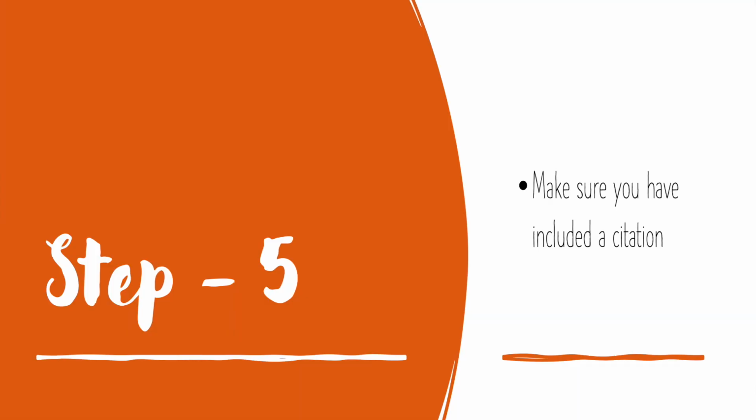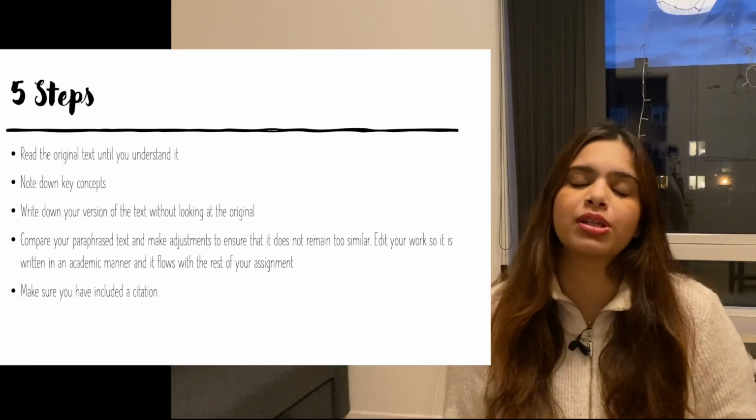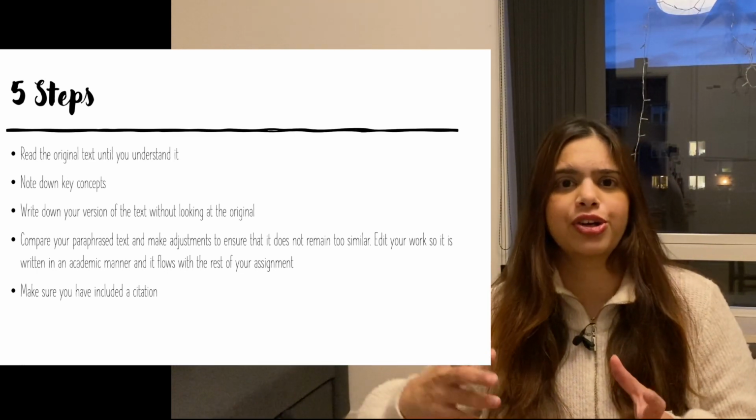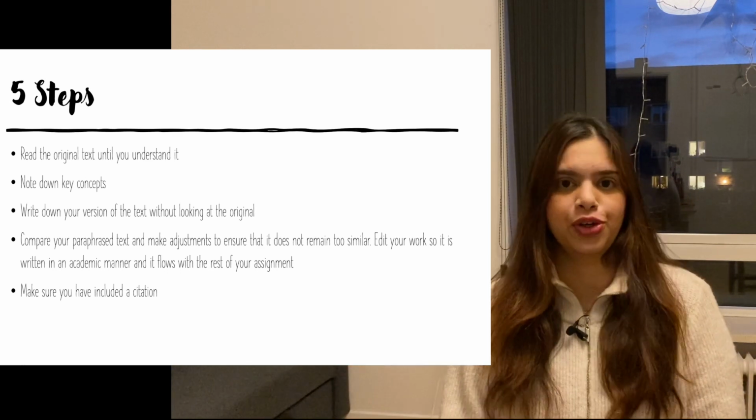And the last step, number 5, make sure you have included citations for each of the works that you have referred to. This is a very important 5-step process. So if you follow these 5 steps, it will be easy for you to paraphrase or read or draft any research article that you are looking for.